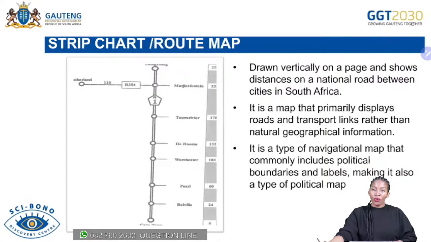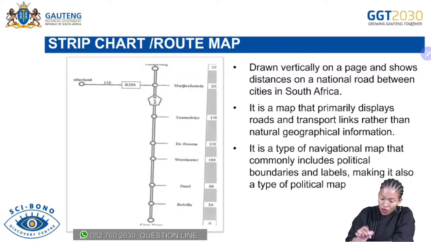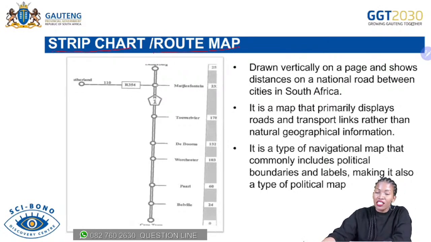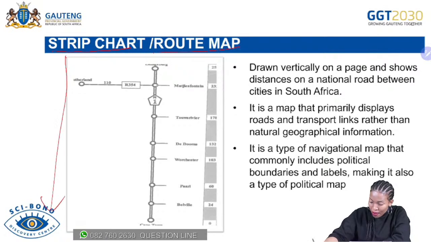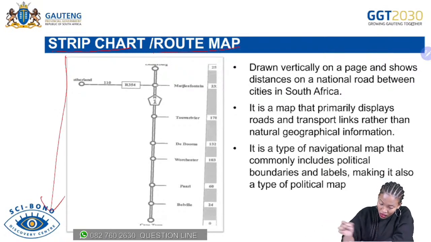And then, guys, we've got a strip chart. A strip chart or a route map, it depends on which way you want to use. We can say strip chart, we can say a route map. It is drawn vertically on a page like this. As you can see, this is vertically on a page, and it shows the distances on a national road. So this is a national road N1 between cities in South Africa.